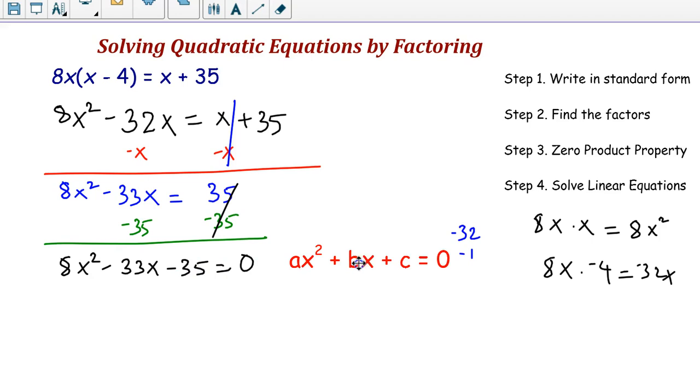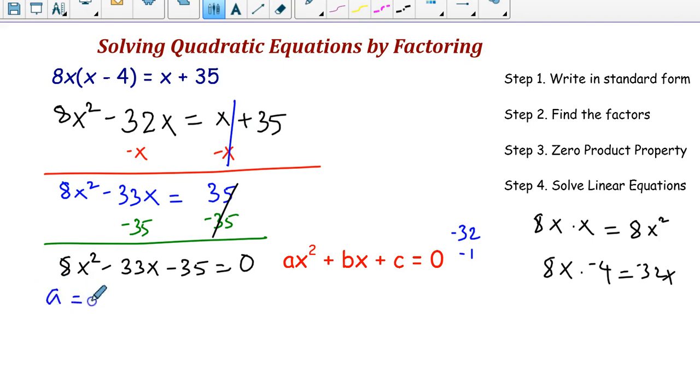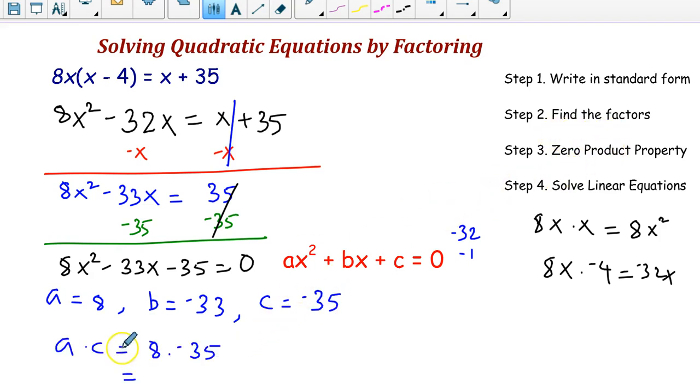Now this a, the value of a is how much? a is equal to 8, ax square, that is a is 8, comma b is negative 33. Next, your c is negative 35. Now, in the process of factorization, while finding factors, we know that we have to multiply a with c. Now, a times c is equal to 8 times negative 35.